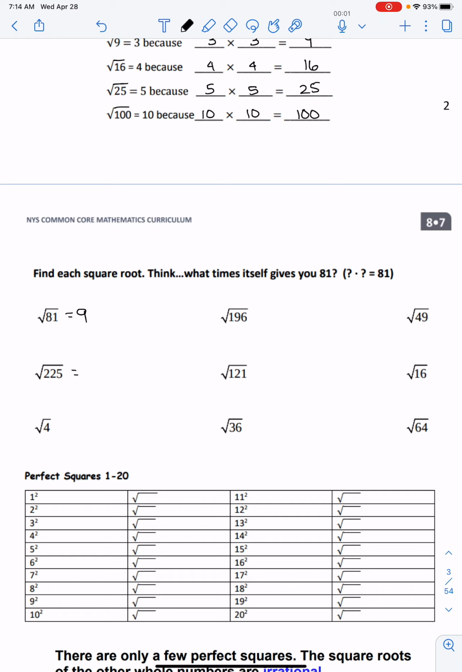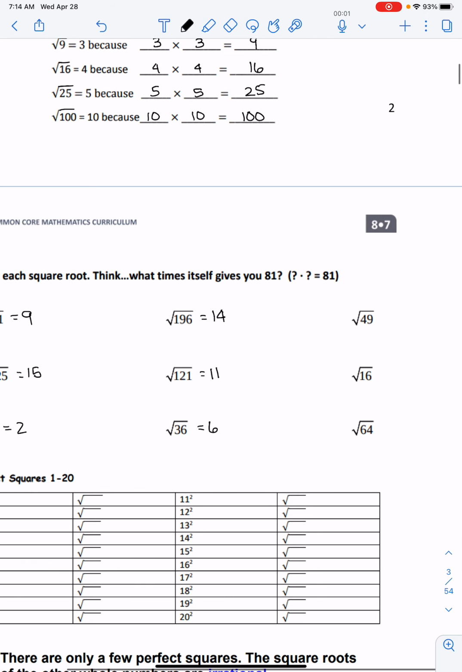The square root of 225 is 15. The square root of 4, as we just set up at the top there, is 2. The square root of 196 is 14. The square root of 121 is 11. The square root of 36 is 6. The square root of 49 is 7. The square root of 16 is 4. And the square root of 64 is 8.